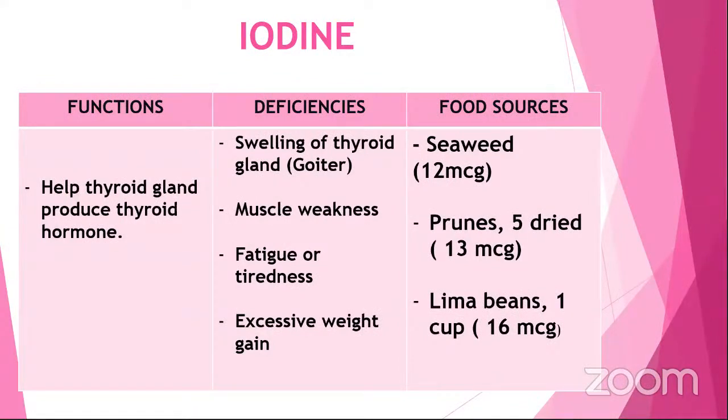Iodine. Functions: helps the thyroid gland produce thyroid hormone. Now, if you're deficient in iodine, you can have swelling of the thyroid gland, which we know as goiter. And you can have muscle weakness, excessive tiredness, or excessive weight loss. Some food sources of iodine are seaweed, which has 12 micrograms. Prunes, or 5 dried prunes, has 13 micrograms. And the lima beans, 1 cup of lima beans has 16 micrograms.